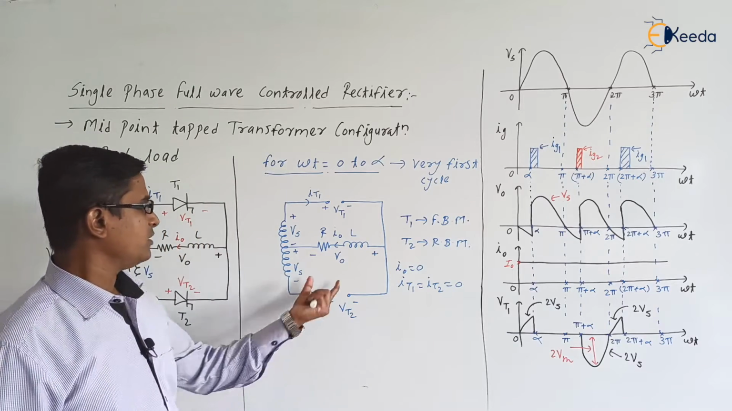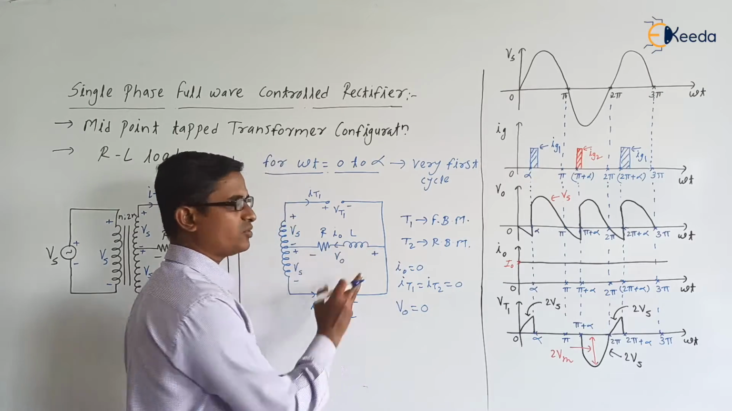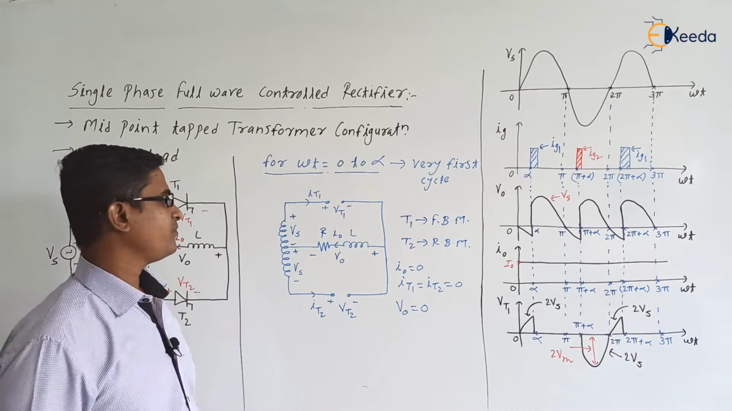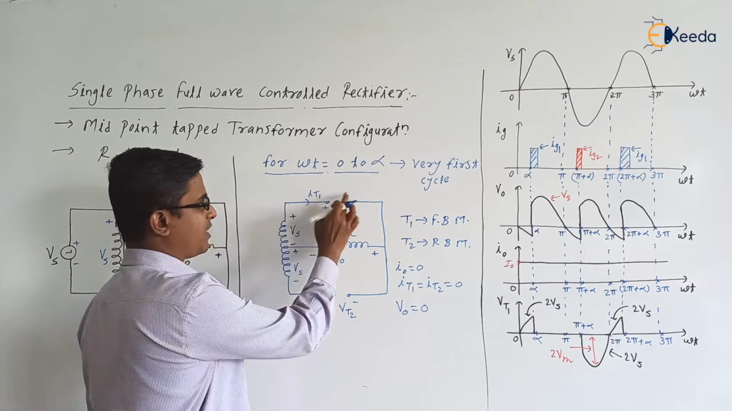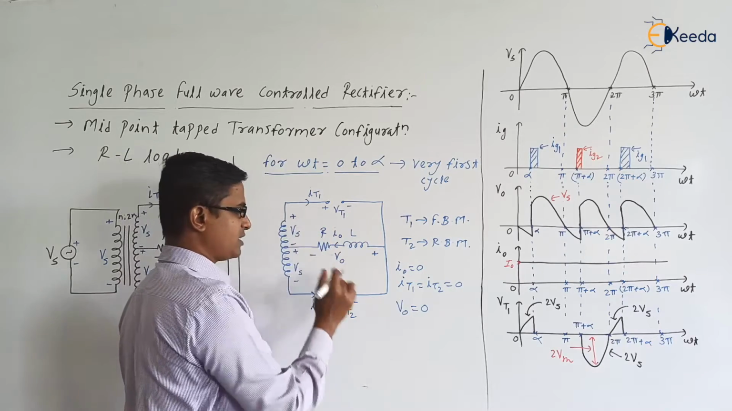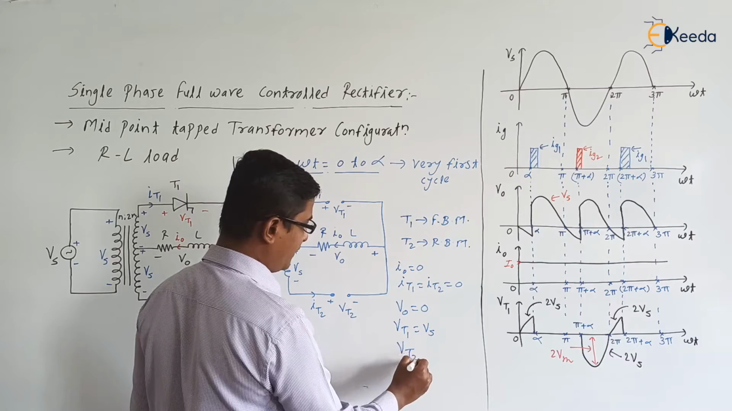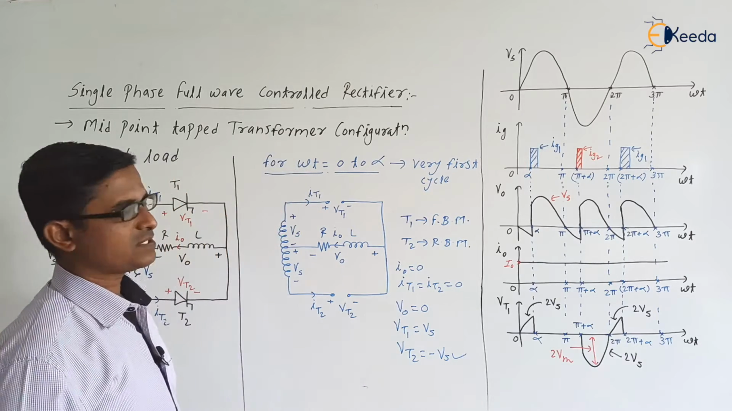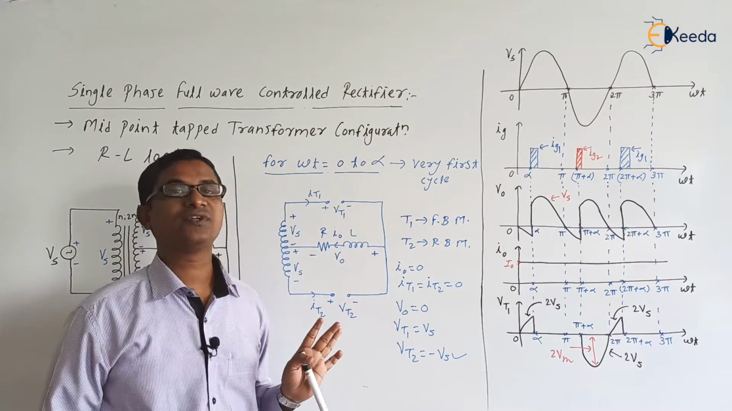Next, what is V0? V0 is also equal to 0 because the current is 0. Next, what is VT1? Both the thyristors are in the off state. If you apply KVL to this loop, VT1 is equal to Vs. What is VT2? VT2 is equal to minus Vs. Are you getting the point? But this is valid only for the very first cycle, very first cycle I am saying.